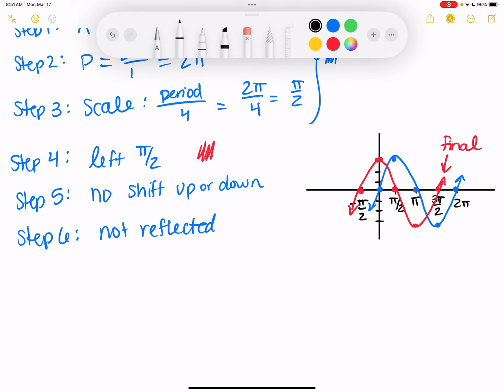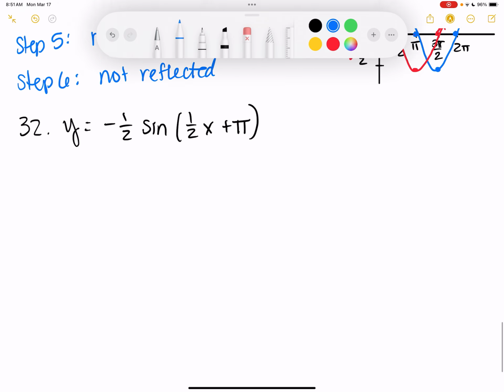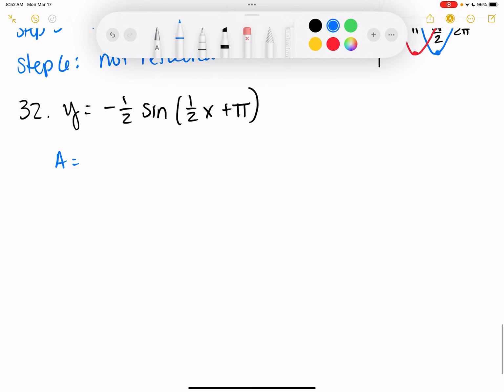All right, 32, y equals negative 1/2 sine of 1/2 x plus pi. Again, that's in parentheses there. First and foremost, what is my amplitude here? 1/2. Yep, 1/2. And when I go to put this on my graph, I'm probably not going to put it super tight to the x-axis. I'm going to move it accordingly. So even though it's only 1/2, I'm going to give it some space.